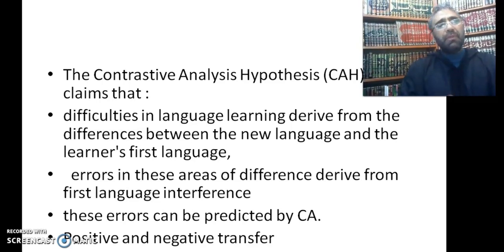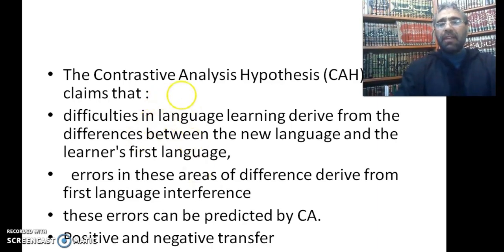Let me give you a few examples. If, for example, a learner whose mother tongue is Arabic wants to learn English, he or she will be making errors in sentences like, my name is Ahmed, my name is Muhammad. Because in Arabic, we don't say my name is Ahmed, we say Ismi Ahmed or Ismi Muhammad. But in English, we say my name is Ahmed.